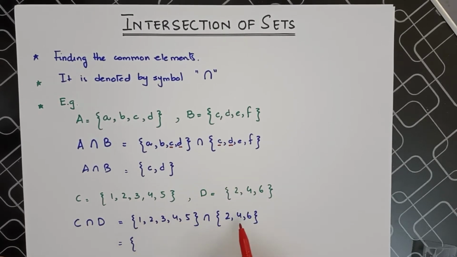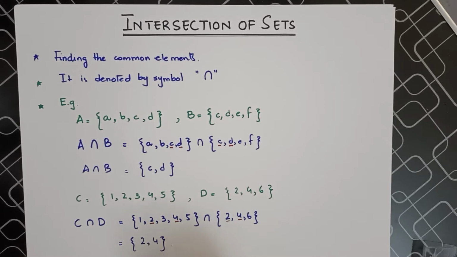Here we have 1. Do we have 1 here? No, it's not. Here we have 2. Is 2 present here? Yes, it is. 3 is not present here. 4 is present? Yes. 5 is present? No. So the only elements common we have here are 2 and 4. So we're going to write 2 and 4 here. So this is your answer.